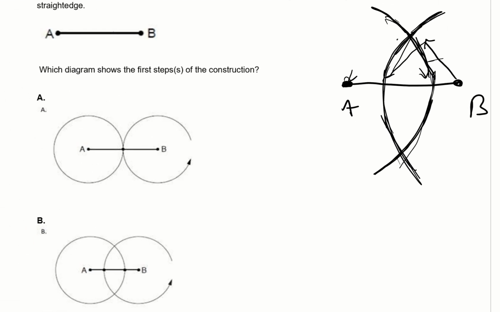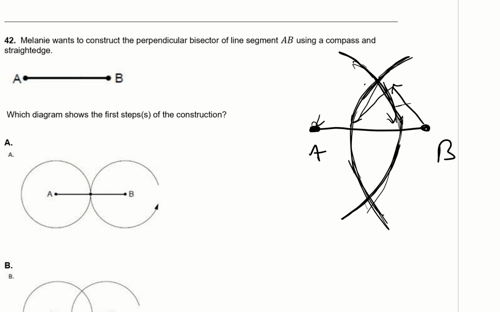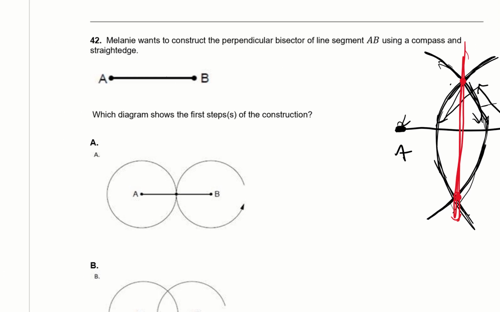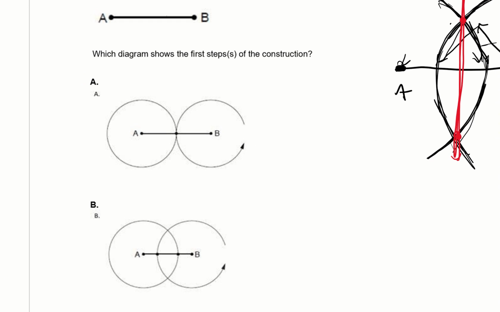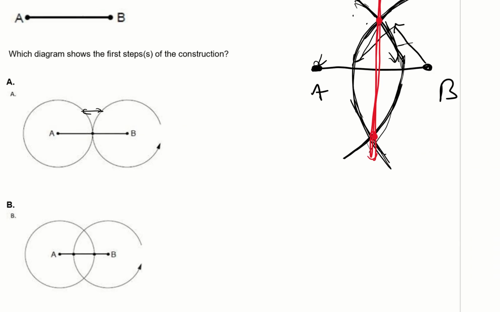Okay, and then once you do that, you're going to mark those points where they intersect and then use a straight edge to draw that perpendicular bisector. And that's how you would do it. So let's see which example has the same idea. It's not going to be A because you're drawing the arcs, but the arcs are not crossing here. The arcs are supposed to cross.